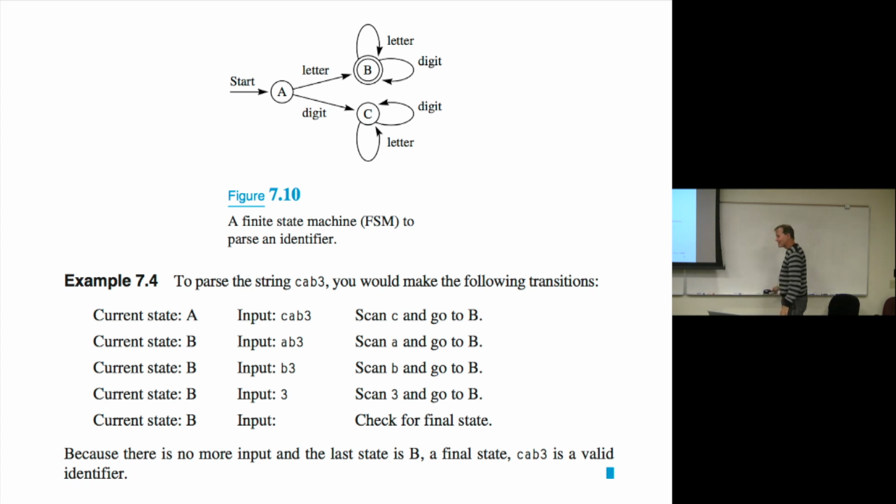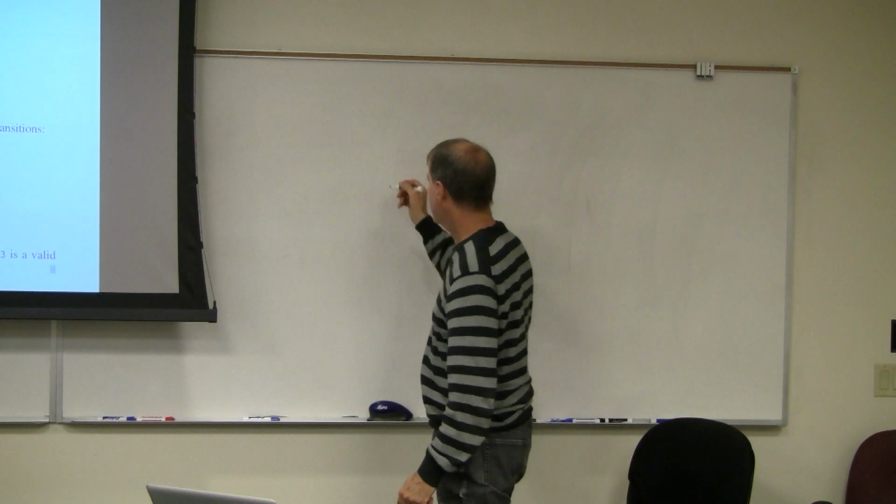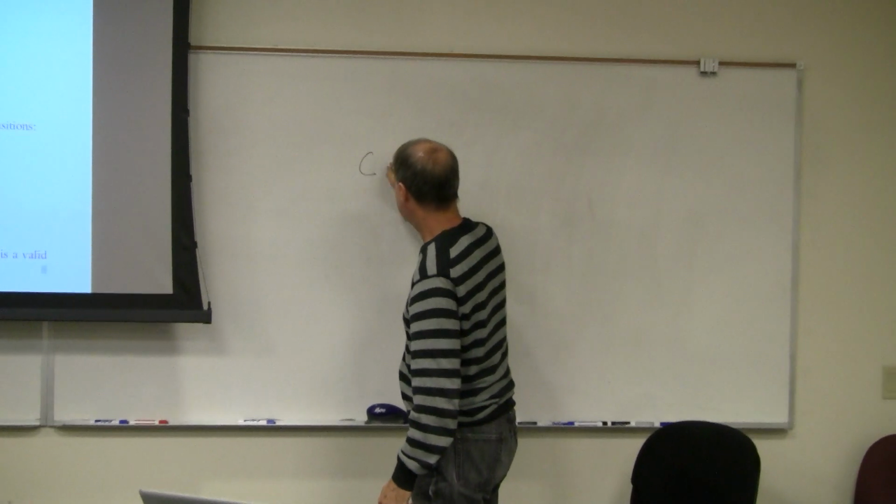What this finite state machine does is it recognizes certain strings. Okay, it recognizes certain strings. And we have here on the slide an example of the string CAB3. Let's look at it here.